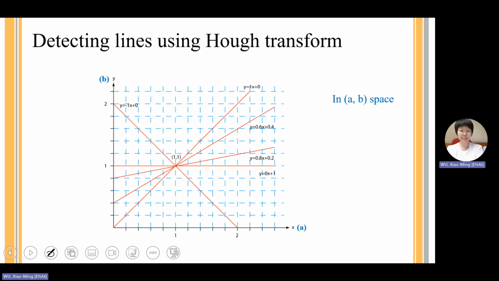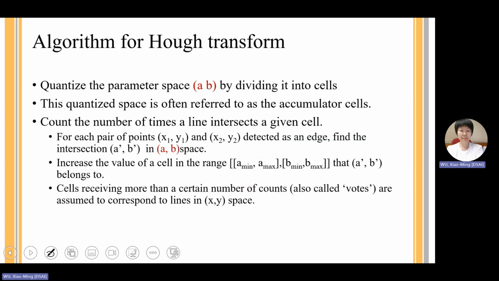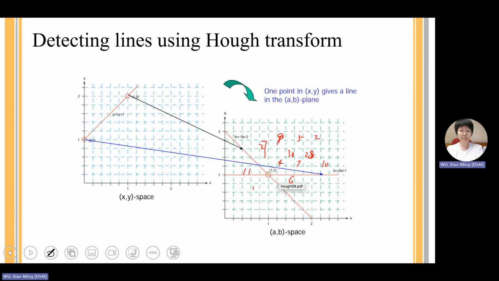Right? So let me try to explain Hough transform again. The first step is to quantize the parameter space. Let's quantize the dual space, the AB space, by dividing the AB space into cells. As you can see, there are many cells here.